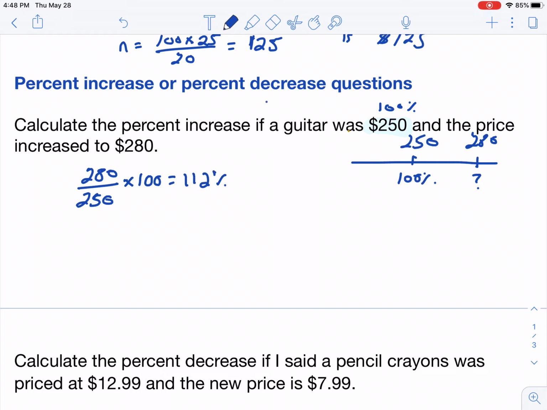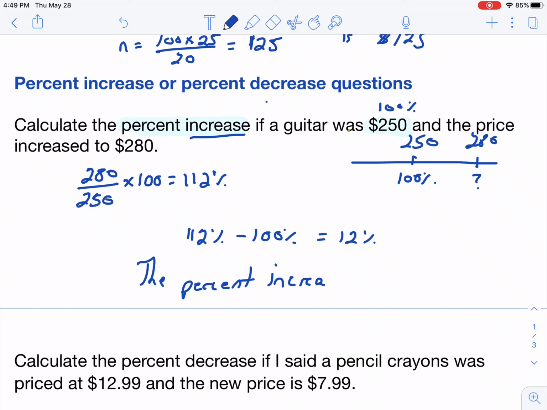Now, one thing I just want to reiterate, it's asking for the percent increase, not the percent value. It wants the increase, right? That increase is important. So I have to in turn ask, what is the difference between this 112% and the original 100%? In this case, it was 12%. So the percent increase is 12%. Okay, I'm hoping that makes sense so far.